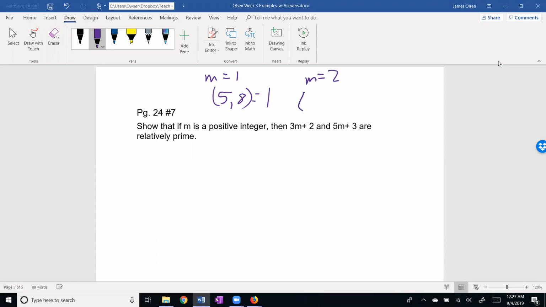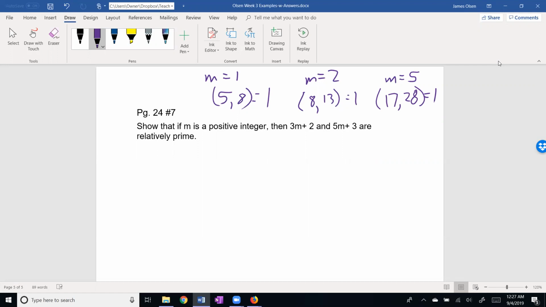If m equals 2, we get 6 plus 2, which is 8, and 13. The greatest common divisor of 8 and 13 is 1. Those are relatively prime. Let's take some big number like 5. 5 times 3 is 15, and 2 is 17, and 28. Those are relatively prime. Kind of striking that no matter what m is, we get two numbers here that are relatively prime.